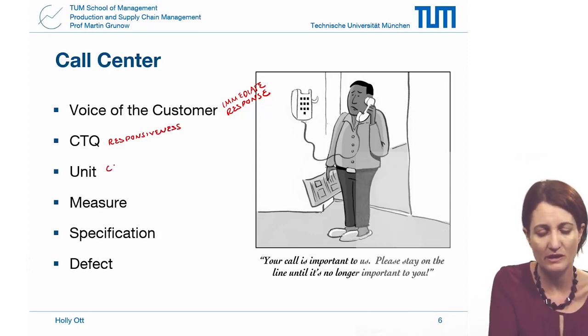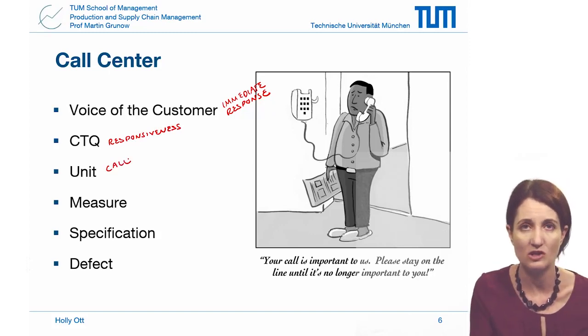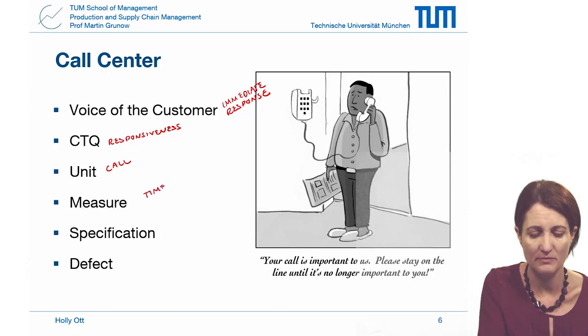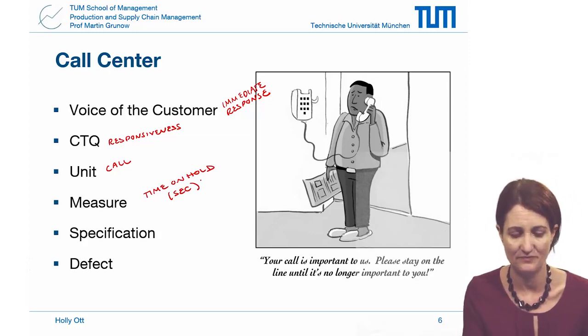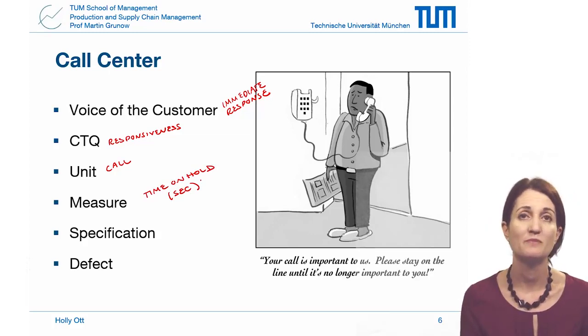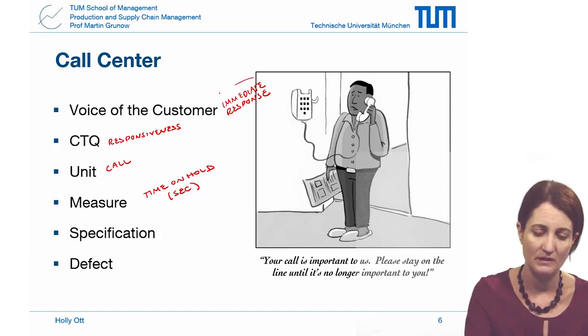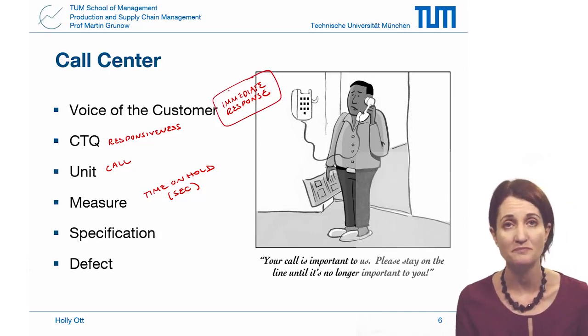What are we using? What unit? Well, we're going to be looking at each call. And what's our measure? Well, how about the time on hold, time that we have to wait. And normally this would be measured in call centers in seconds. And what do we want as a specification? Well, here, this depends. And we have an example in a minute. Specifications, it can be the voice of the customer, immediate.